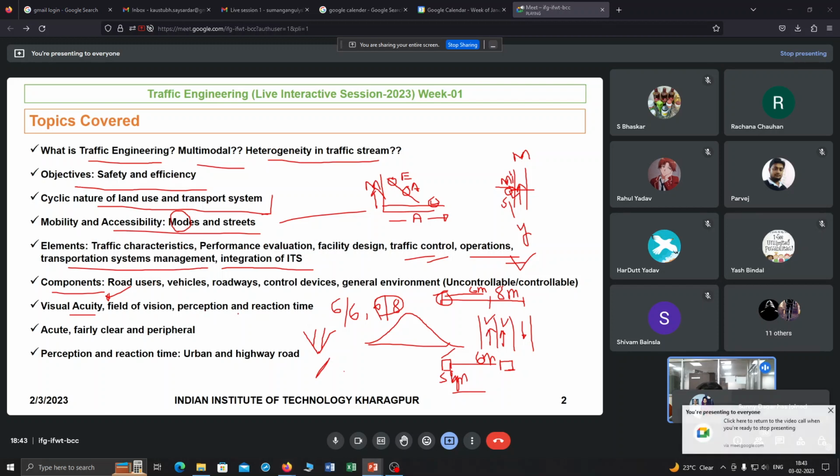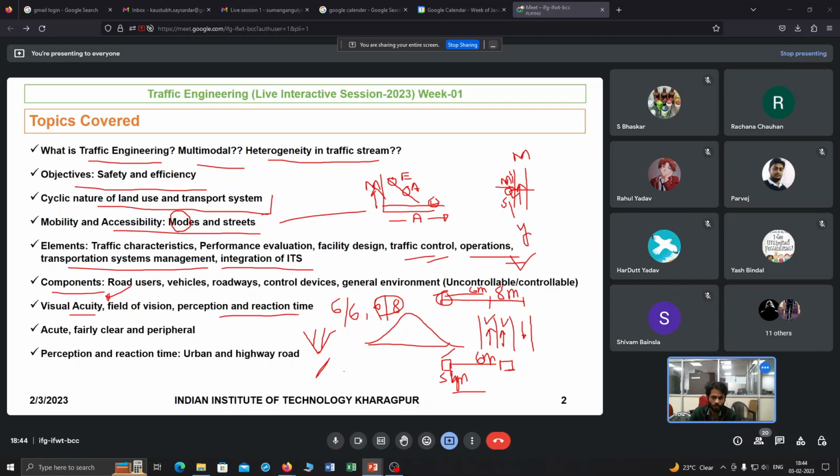The other thing is perception reaction time. So what is perception reaction time? Suppose there is something happening on the road. What is the time for you to react? Suppose some vehicle is crossing, now you want to slow down, right? First you perceive and then accordingly you react, right? There is also the PIEV theory. I think it is beautifully mentioned in the slide, so maybe you can go through it.